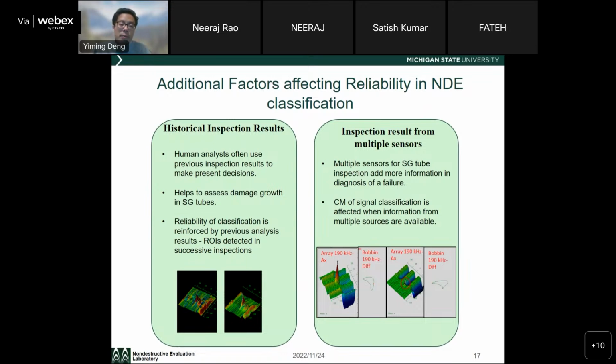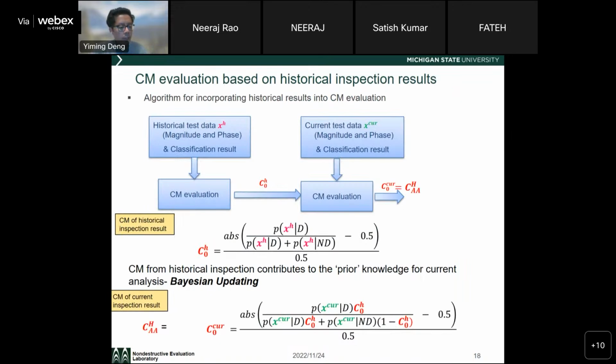Let me give a quick summary here. Instead of doing data fusion, I can also use Bayesian updating to incorporate multiple sensory data or multiple information coming from different NDE measurements. Hope that is clear to you before we move to formulation. If you understand this, then the formulation becomes easy to understand.